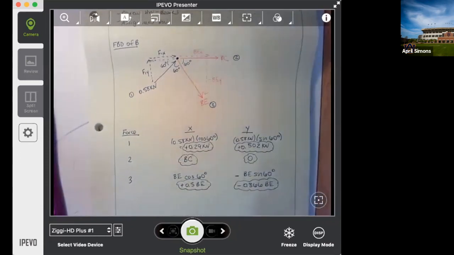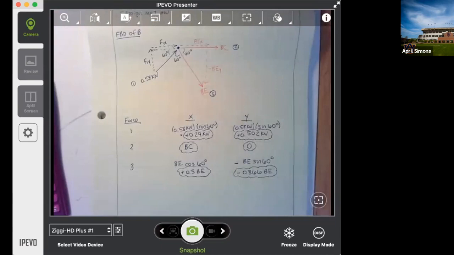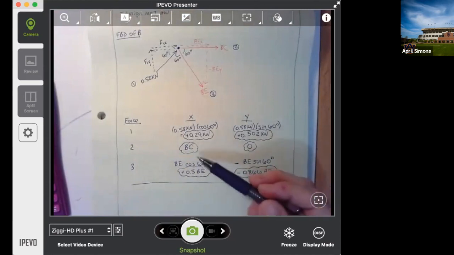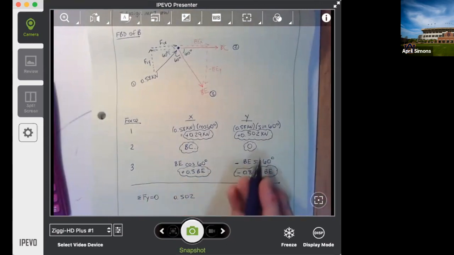Okay, so once we have the chart, we can sum the forces in the X and the Y direction. Again, we can look at our table here and see that in the X we have BC and BE, so there's 2 unknowns in the X, but in the Y just 1. So we can start by summing the forces in the Y direction to solve for BE. So we have 0.502 kilonewtons plus 0 minus 0.866 BE equals 0.